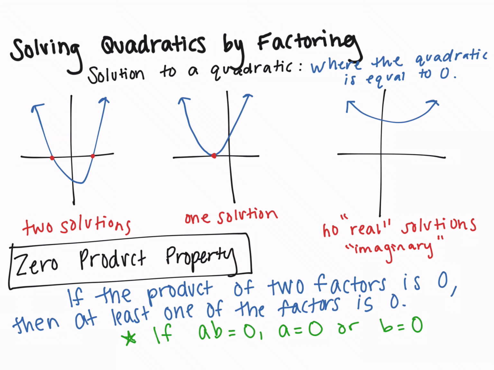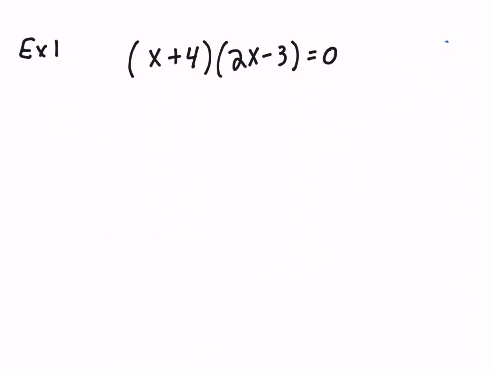In this example, we have a quadratic that's already factored. We have 2 things being multiplied, and it's already equal to 0. So that means we can use the zero product property. The zero product property says if something times another thing equals 0, at least one of those 2 factors has to be equal to 0. So we're going to find the solutions by taking each factor, x plus 4 and then 2x minus 3, and setting those equal to 0 individually. That will give you the 2 instances where this entire equation is equal to 0. Now we just have to solve those 2 equations.